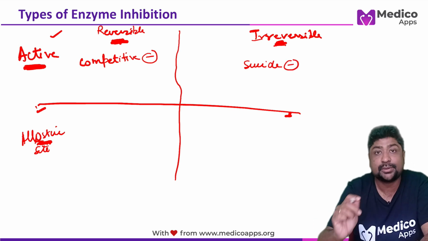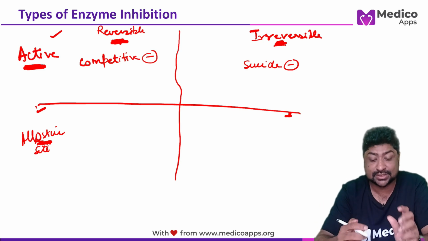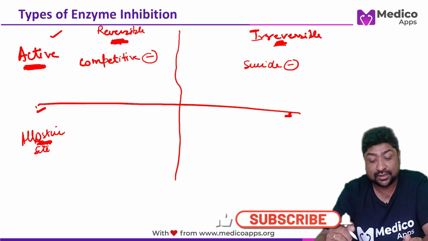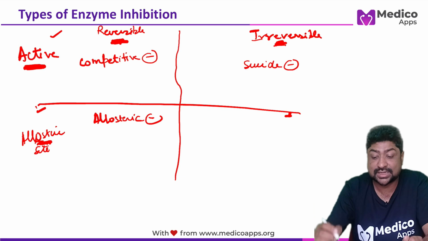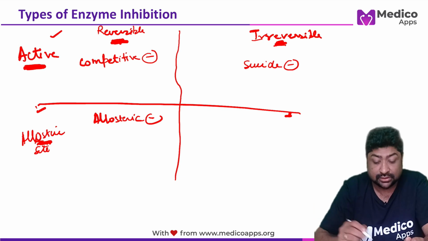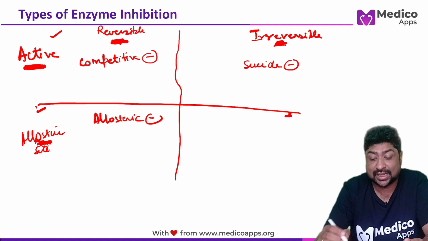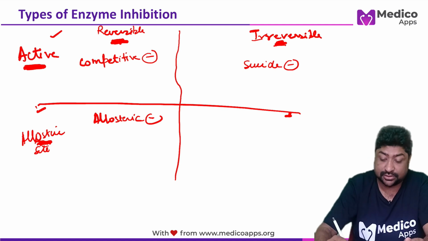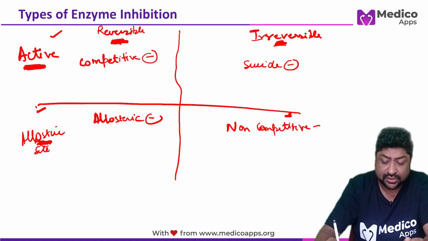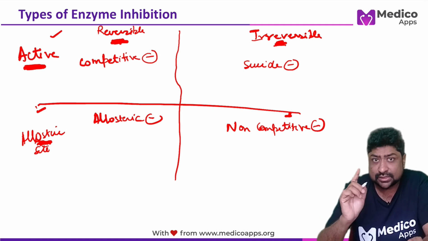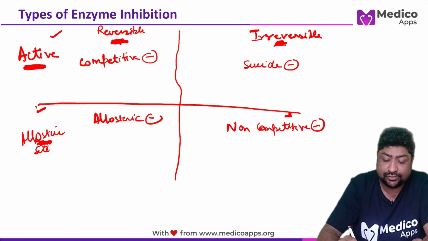Let's talk about the inhibition which acts on the allosteric site but is reversible in nature. This is called allosteric inhibition. And the last category, the inhibition which acts on the allosteric site but is irreversible in nature. This is called non-competitive inhibition. Very clear.